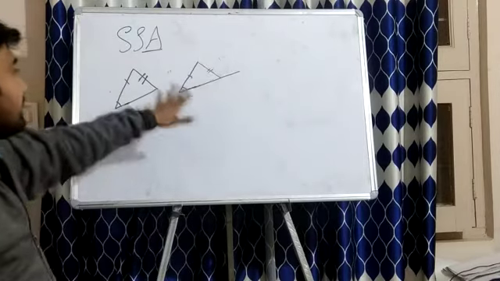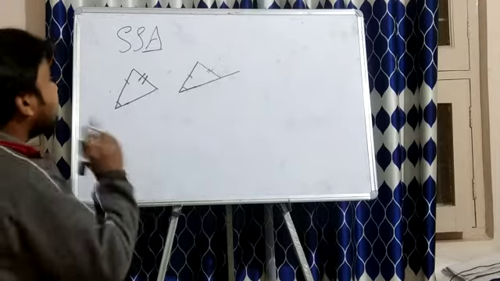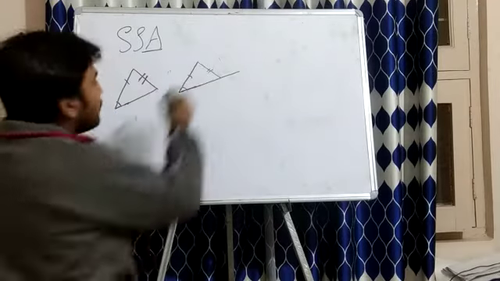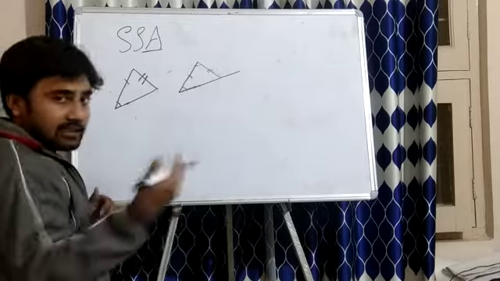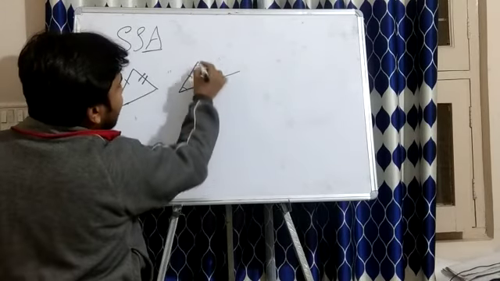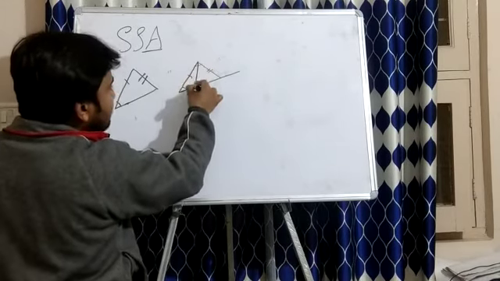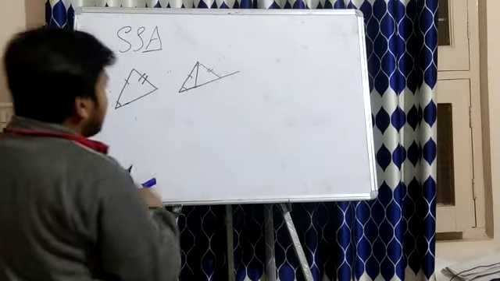Now, from this, it may appear to you that it is a congruent triangle, but since there is no constraint over this angle, this angle can be larger or smaller, therefore I can drop this side in this way also. Okay. Let me mark it with another color.